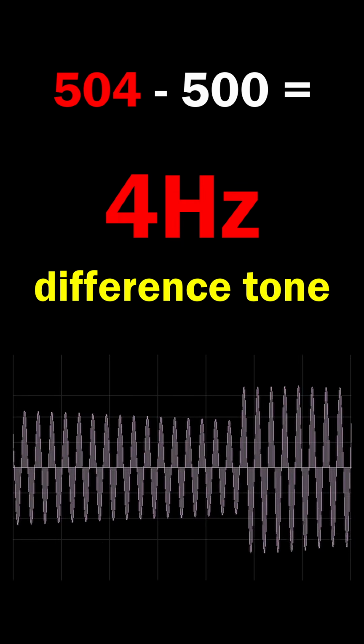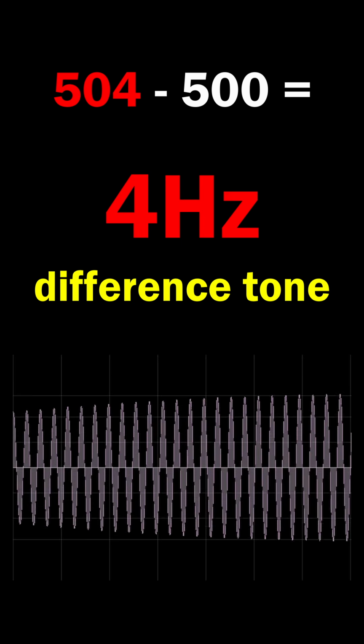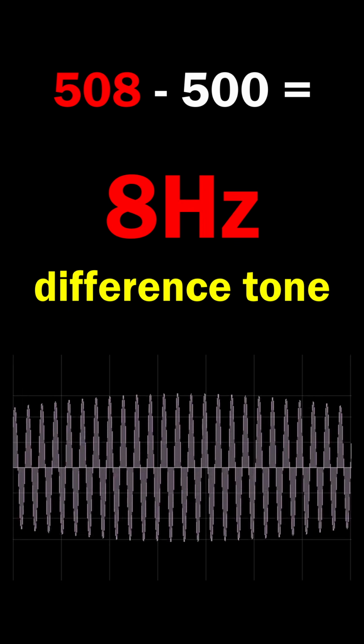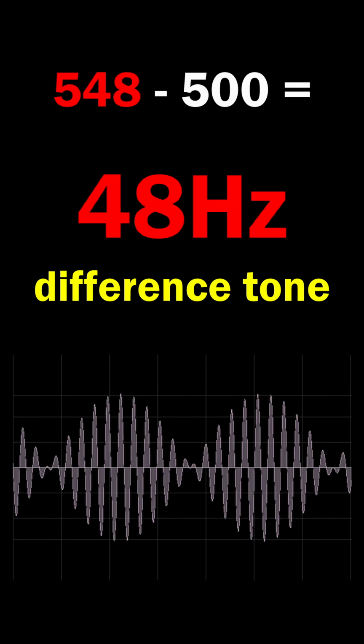Notice that as we make the difference tone faster by widening the distance between our two sine waves, we can hear the direct beating go faster and faster until it gradually disappears. Now it sounds less like one note that's beating and more like two distinct notes.